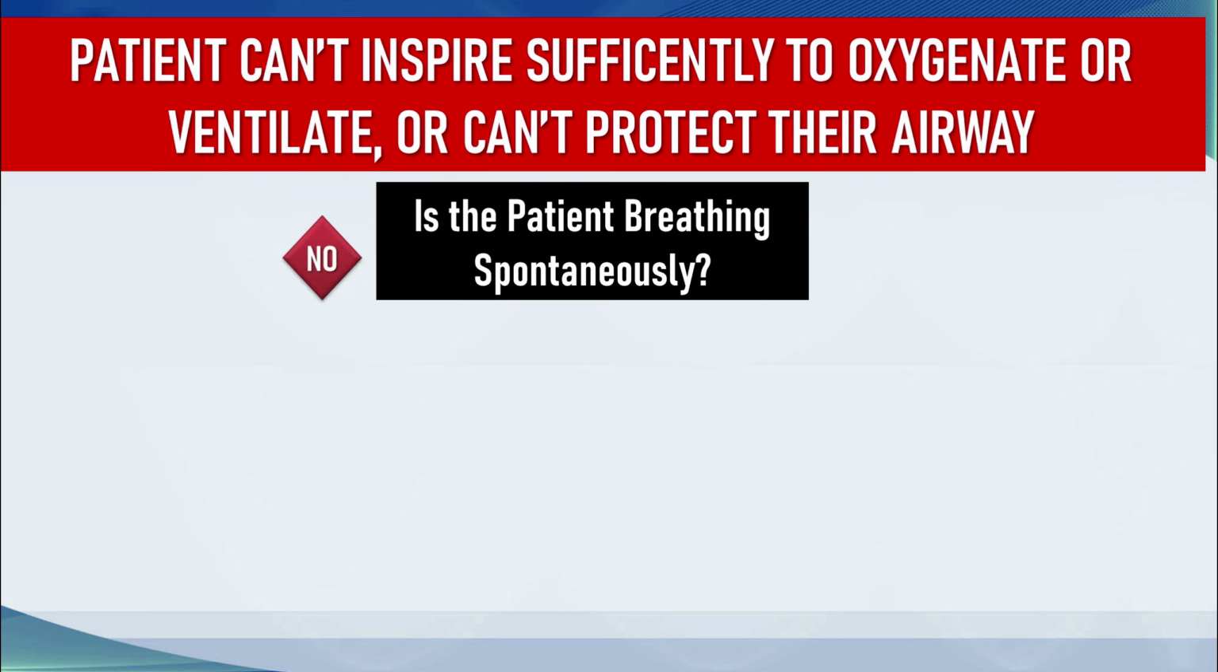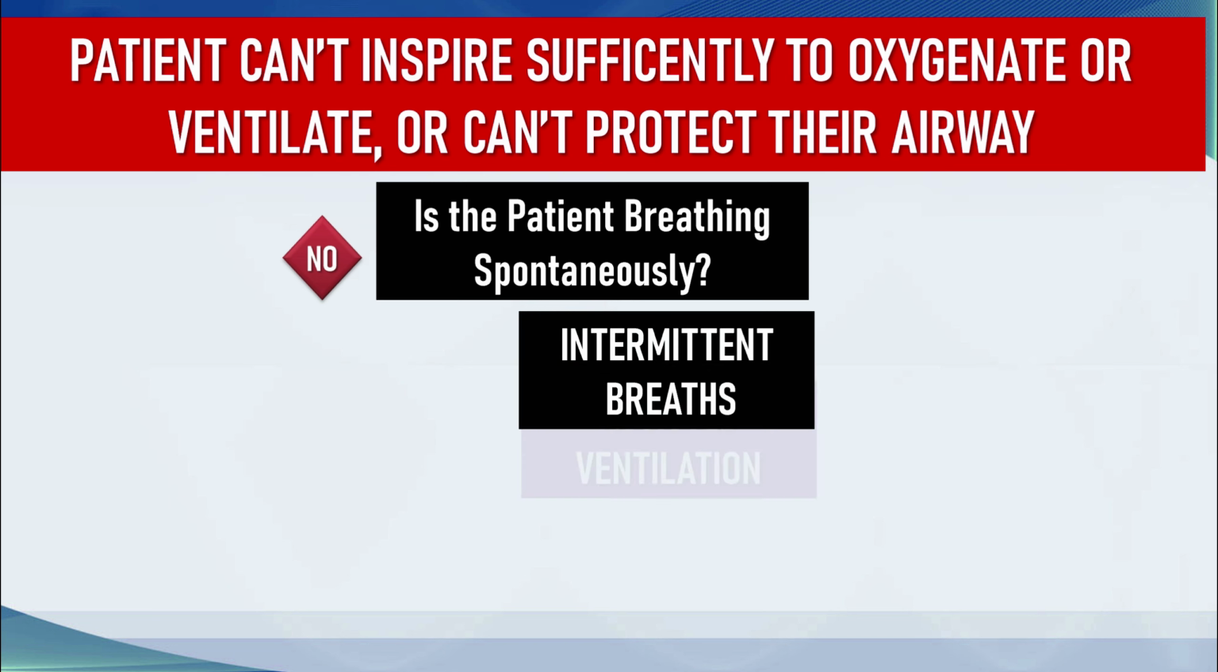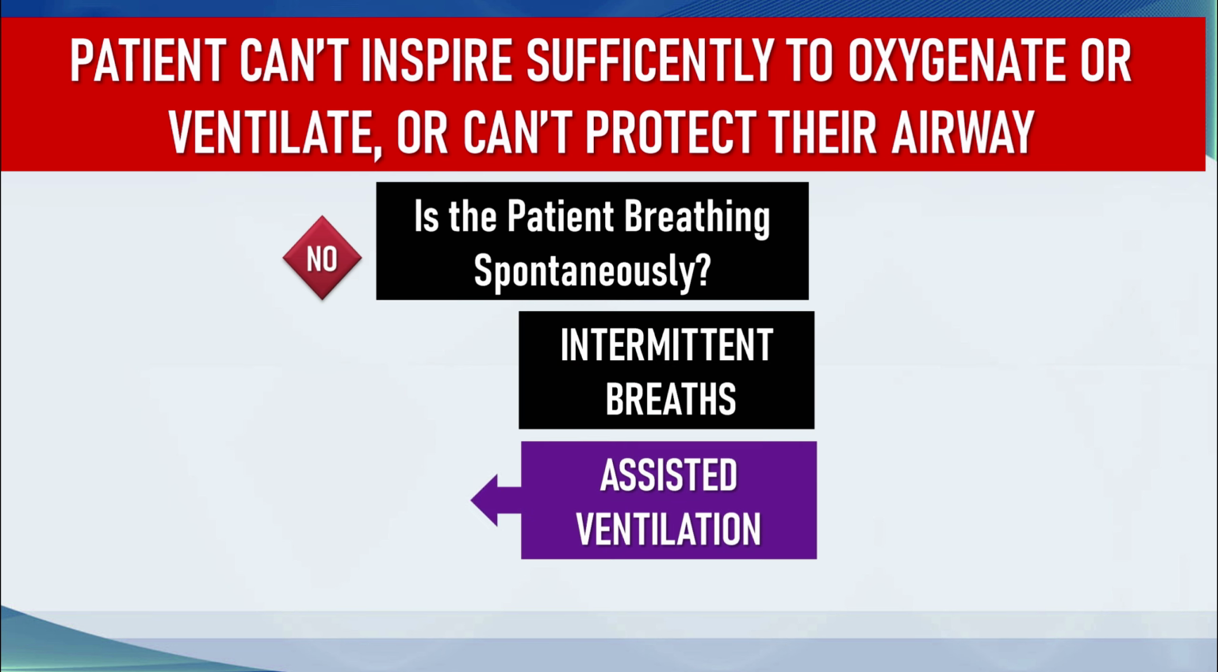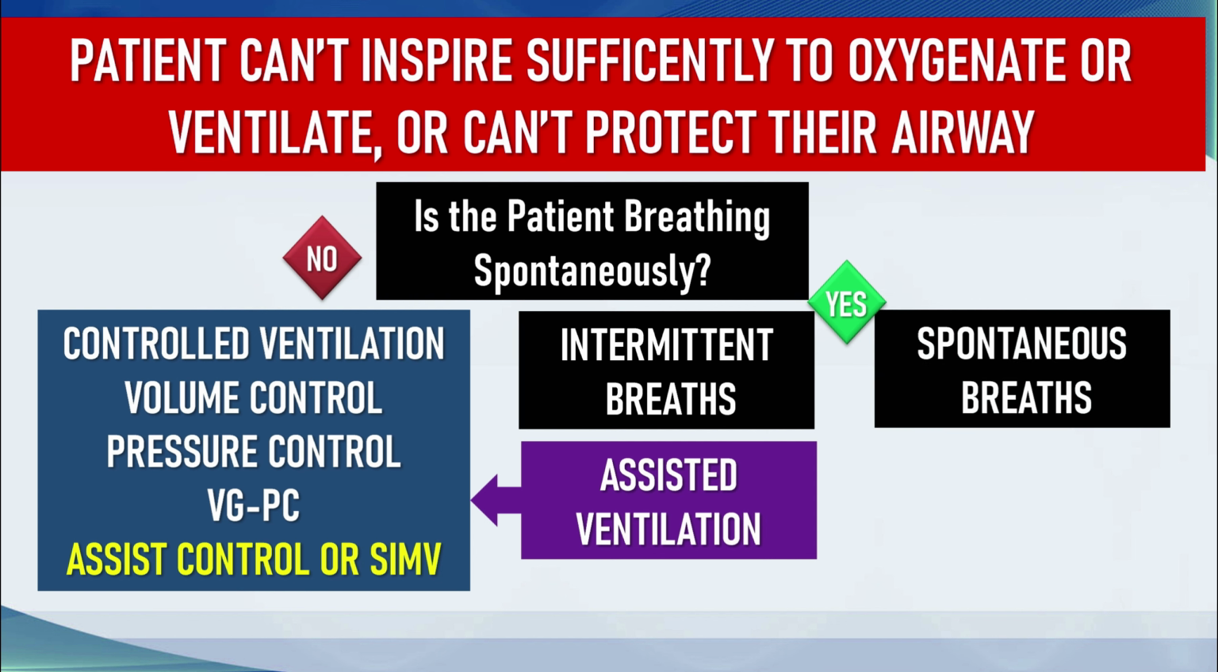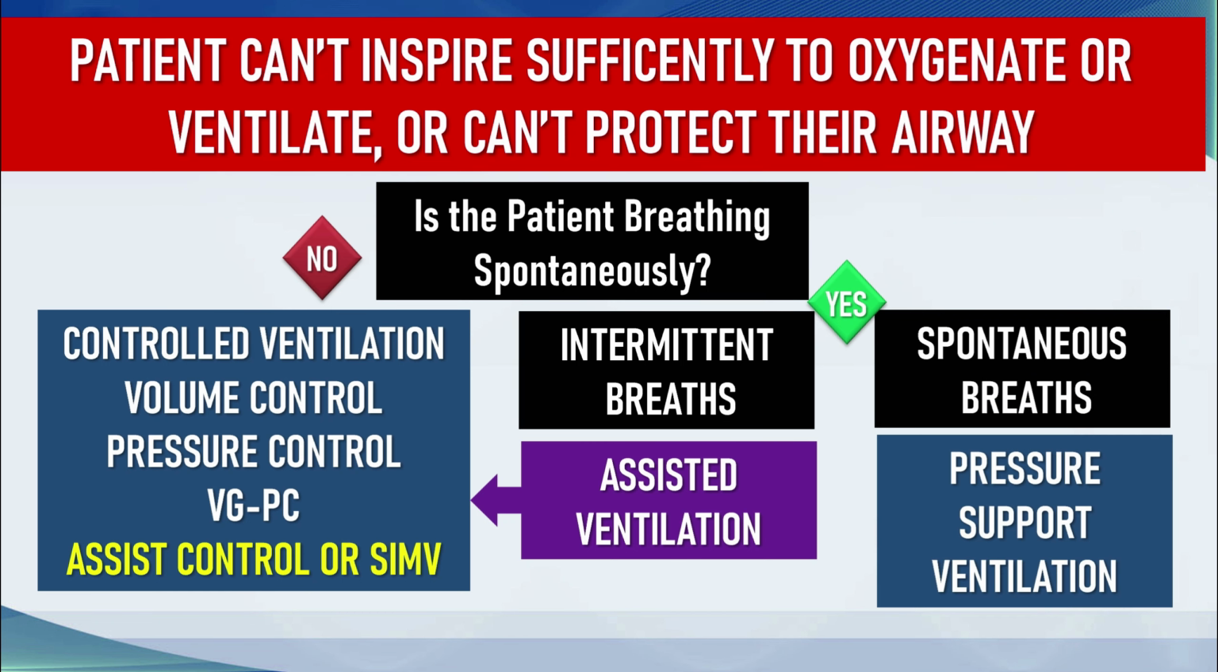If the patient is not breathing at all or is only taking intermittent breaths, then a controlled and assisted mode of ventilation is used. Those are volume control, pressure control, or volume guaranteed pressure control, and they may be assist control modes or SIMV modes. If the patient is breathing spontaneously and that is sufficient with support to generate adequate alveolar ventilation, the patient will receive pressure support ventilation or one of its analogues.